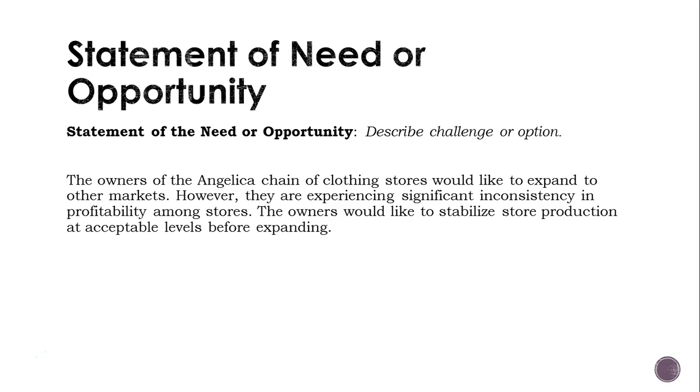So you can see that the statement of the need or opportunity is very succinct and that it's not long and drawn out. Somebody can easily read this and understand what it's talking about. So overall, you can see that they're experiencing significant inconsistencies in profitability among stores. They would like to expand. They need to stabilize store production at acceptable levels before they do this. So very easy to understand. Like I said, very succinct, and that is important with the statement of the need or opportunity.